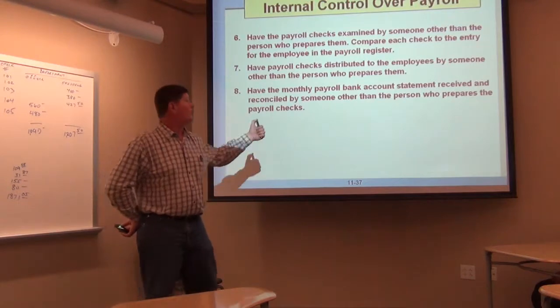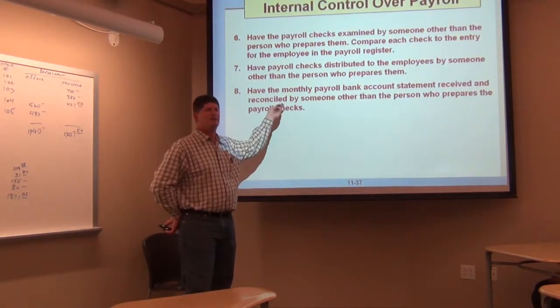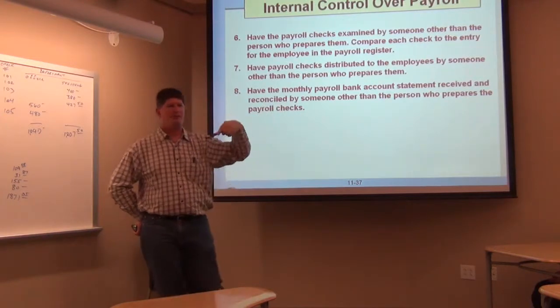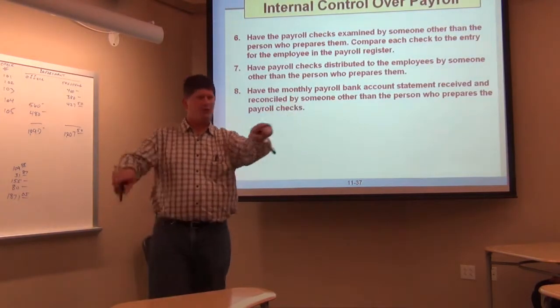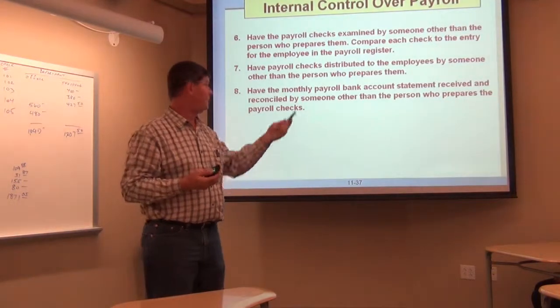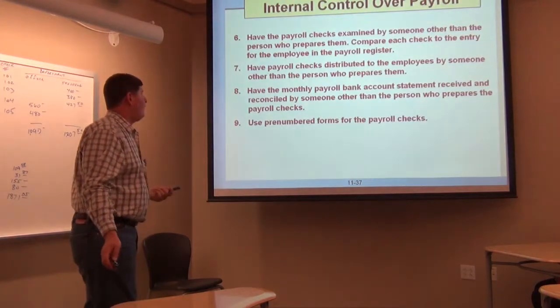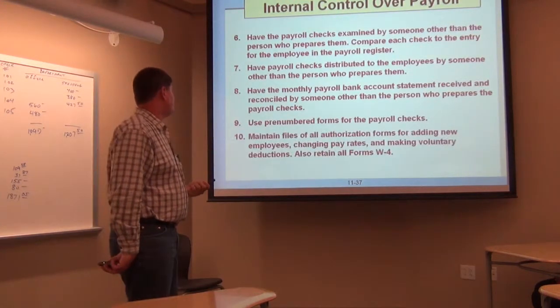Have some third person get the bank statement and do the reconciliation, because things will pop up there that they may catch. What if the first 2 people get together and are colluding on some sort of a scheme to rip off the company? That's how you're going to find it. Good? Pre-numbered checks, we've talked about that before.